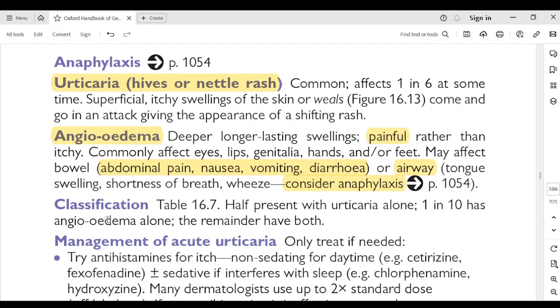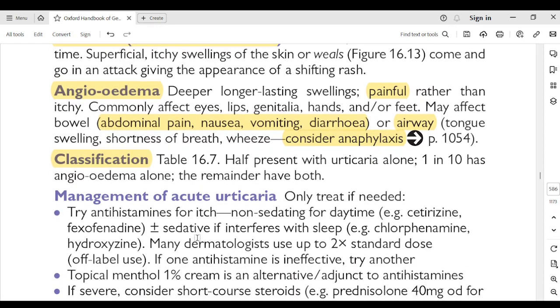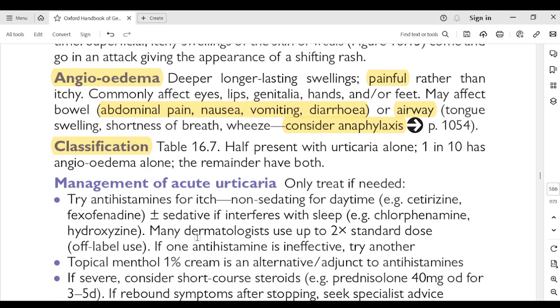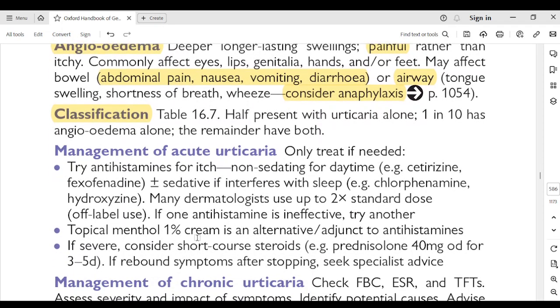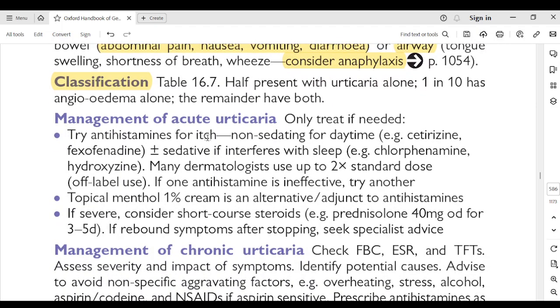Page 1054. Classification. Table 16.7. Half present with urticaria alone, 1 in 10 has an angioedema alone, and the remainder have both. Management of acute urticaria. Only treat if needed.